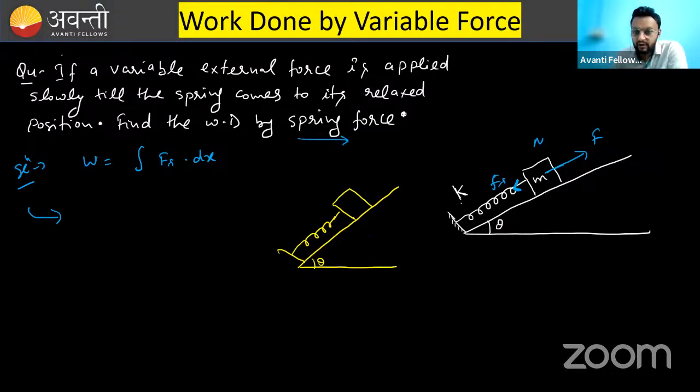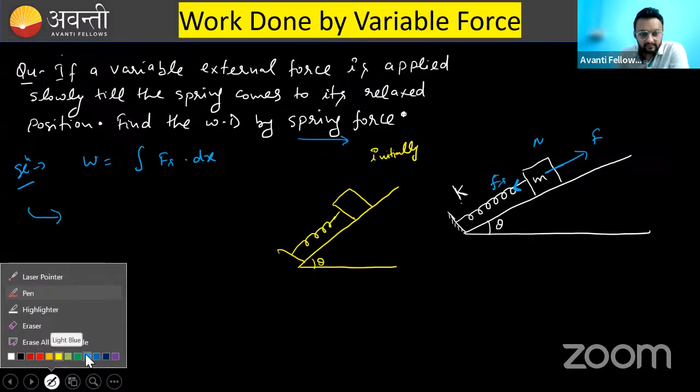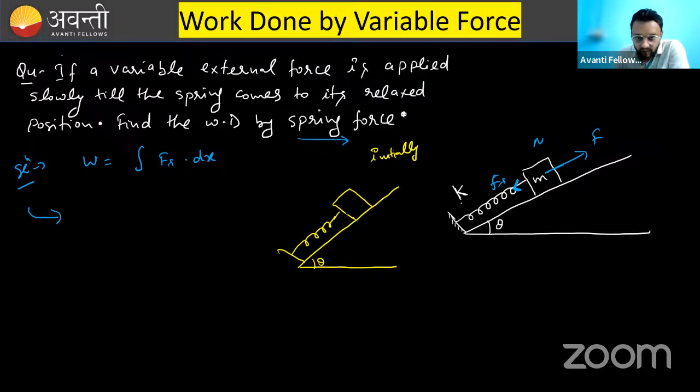This is theta. I am drawing it for the initial condition, initially, when the external force was not applied on it. Then you can notice that there is a mg, there is a normal reaction, and you can tell me whether you know how to draw the FBD. If you don't, if you have any problem, I will help you out in that. This is mg cos theta. This is mg sin theta.